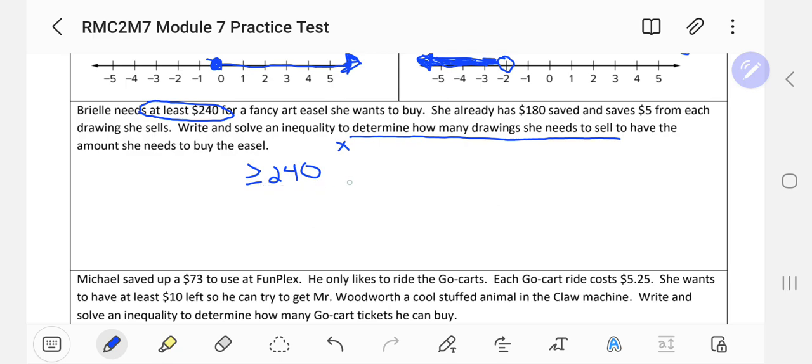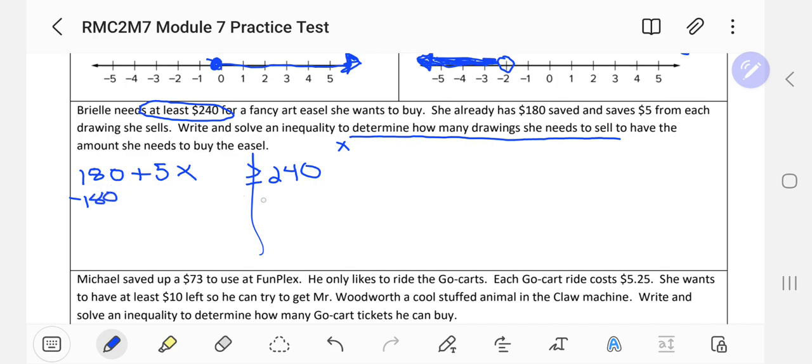And what's going to add up to be her total amount? The total amount she'll have saved, or she wants to save. Well, she starts with 180. And then she adds on to that $5 every time she sells a drawing. So if she sells 2, it'd be 2 times 5. If she sells 3, it'd be 3 times 5. So we chose x to represent the number of drawings she sells. So there is our inequality. Now we got to solve it.